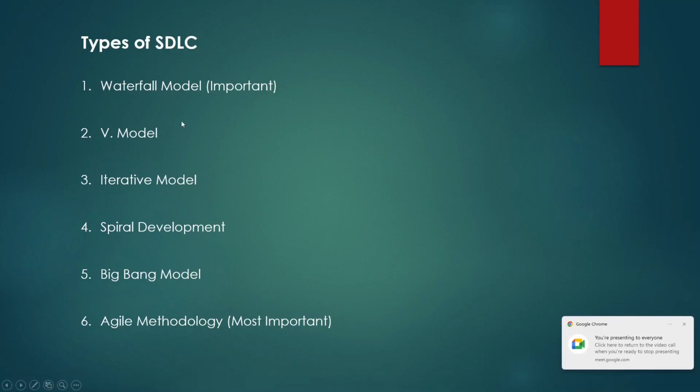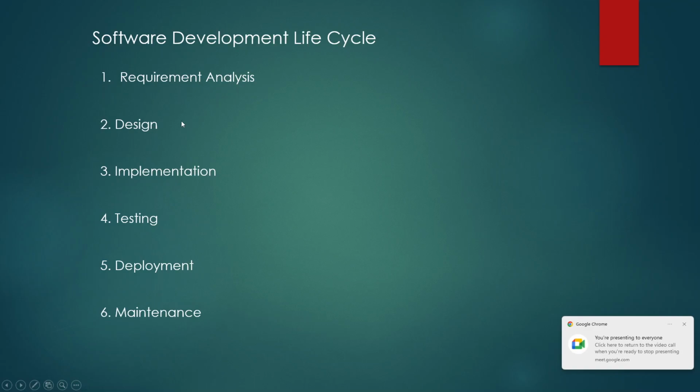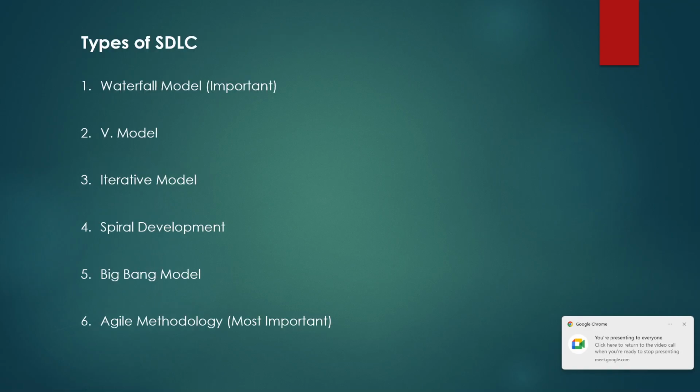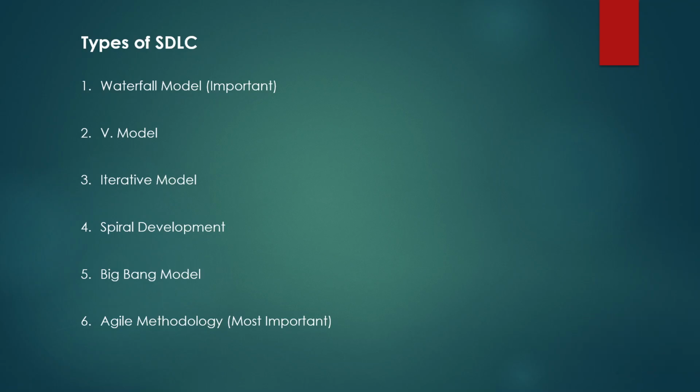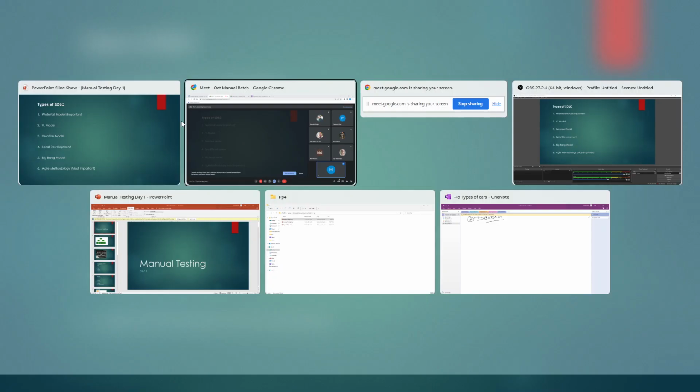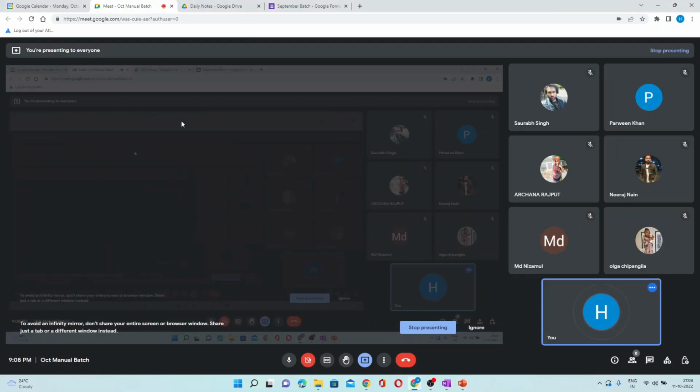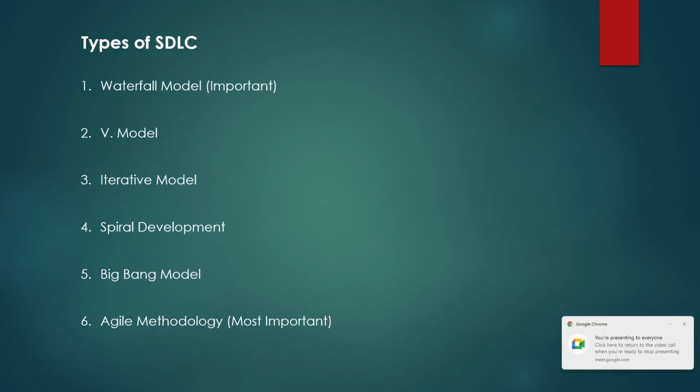So yesterday we just learned SDLC, software development lifecycle, and today we are going to learn how many types of models we have in SDLC. SDLC is basically software development lifecycle. Okay, so the first model is the waterfall model. This one.